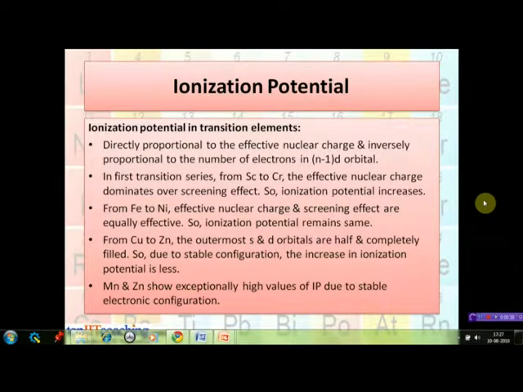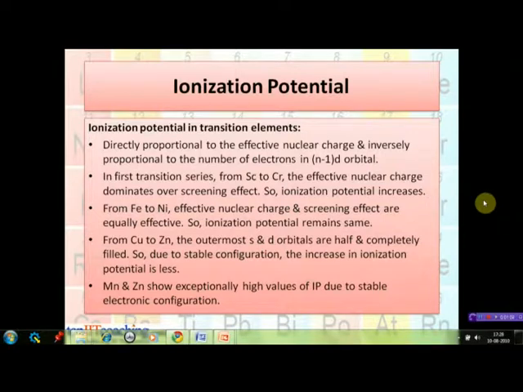In the first transition series, as we move from scandium to chromium, that is from the beginning to the middle of the series, the effective nuclear charge dominates over screening effect. So as we are moving from scandium to chromium, the number of protons is increasing, which attract the same electron shells. Therefore, the ionization potential increases.